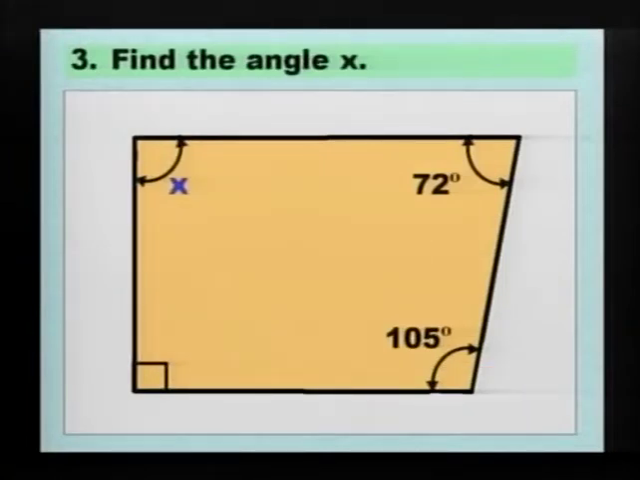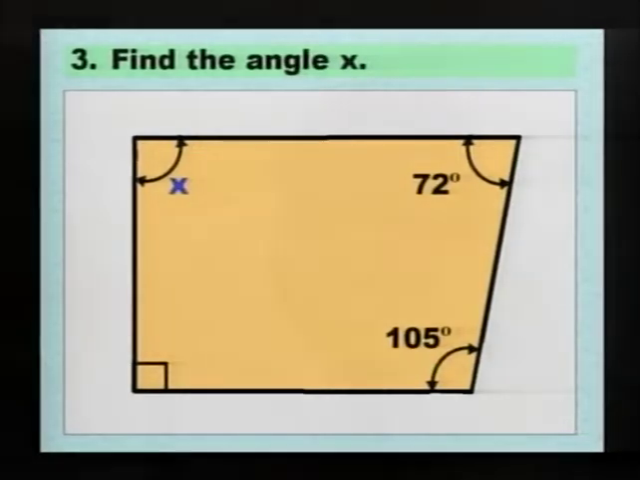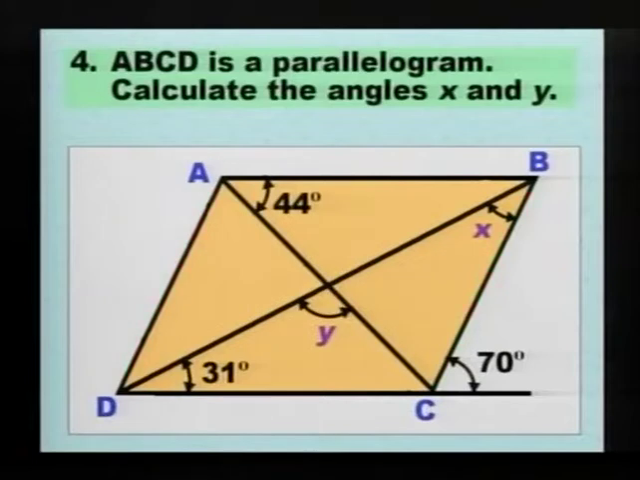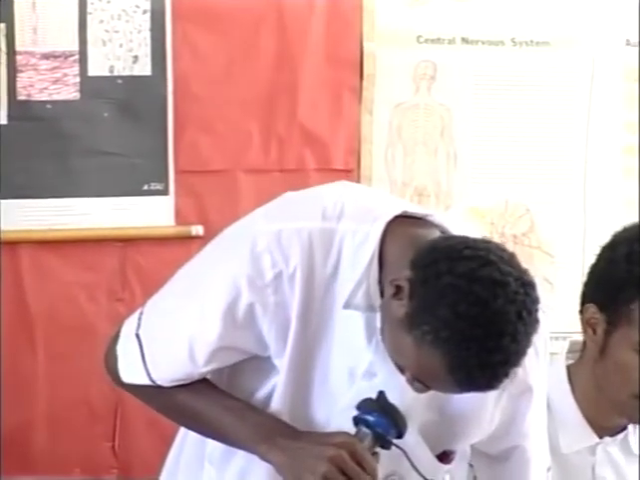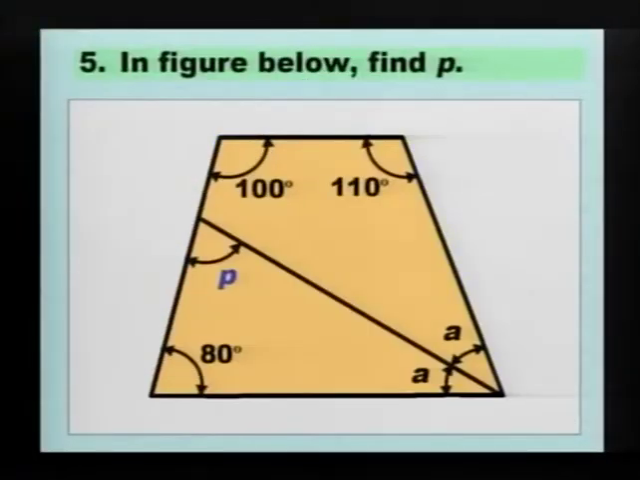Number three, anyone for number three? Daniel. Did you say 93 degrees? Okay. Next one, number four, Livingston. X is equal to 39 degrees, y is equal to 105. All right, x is 39, y is 105 degrees.